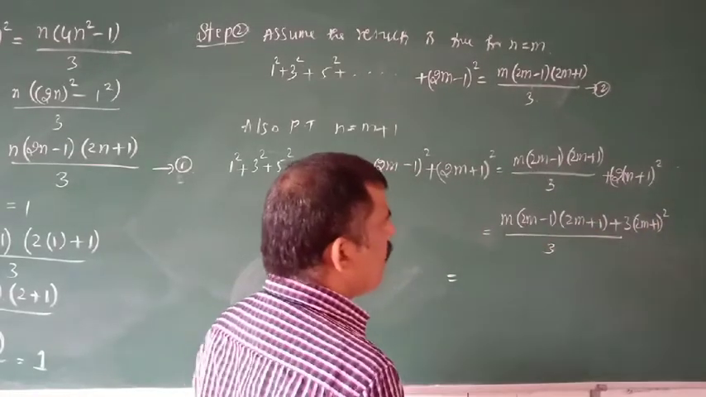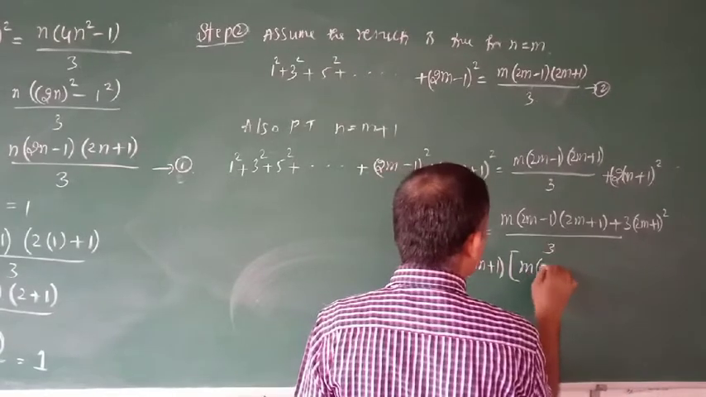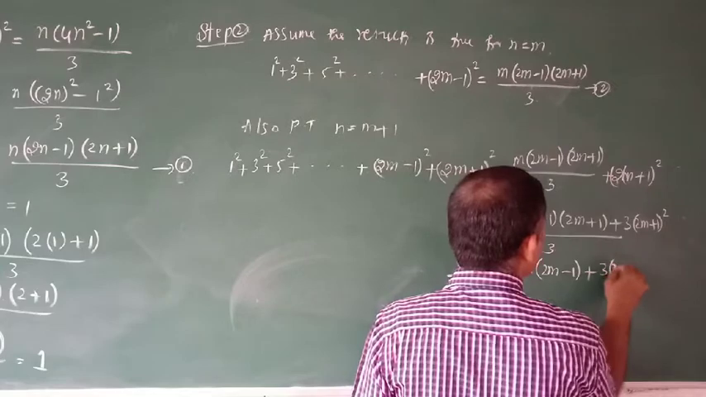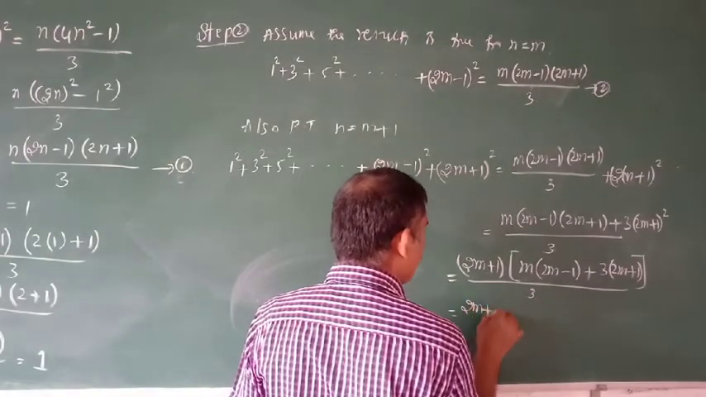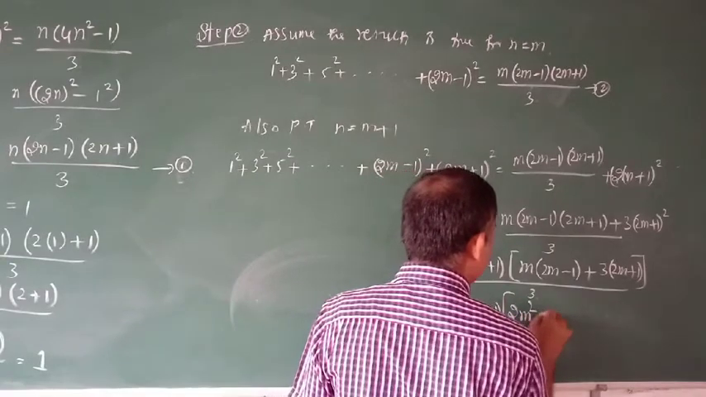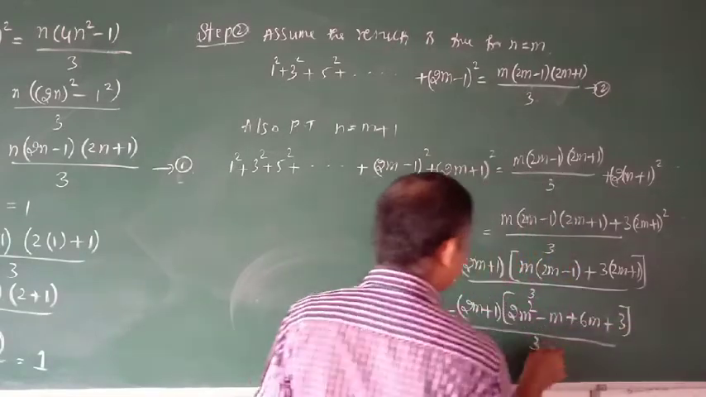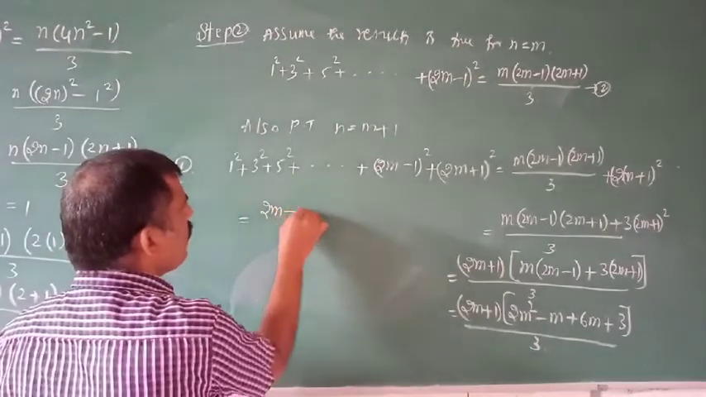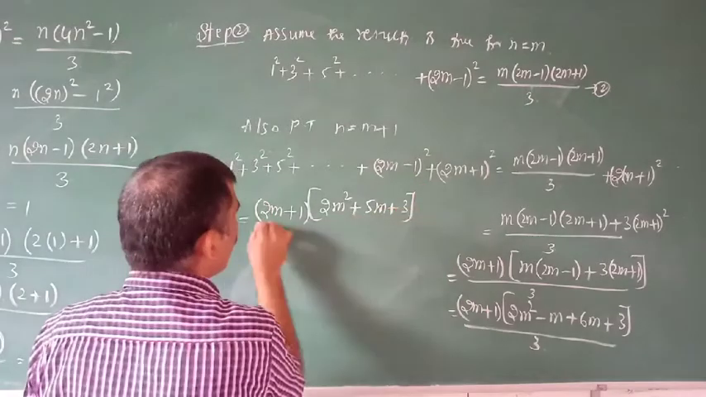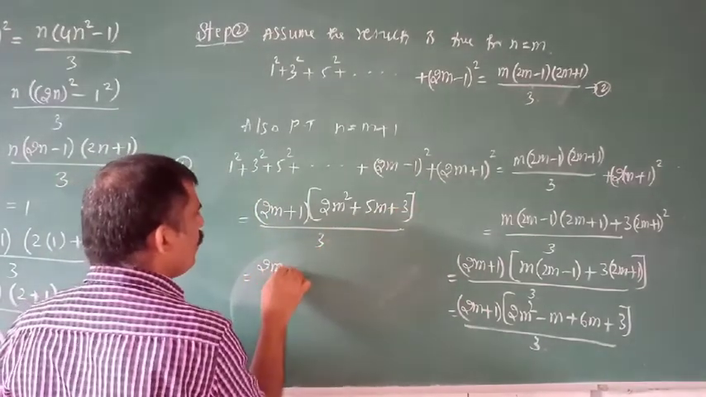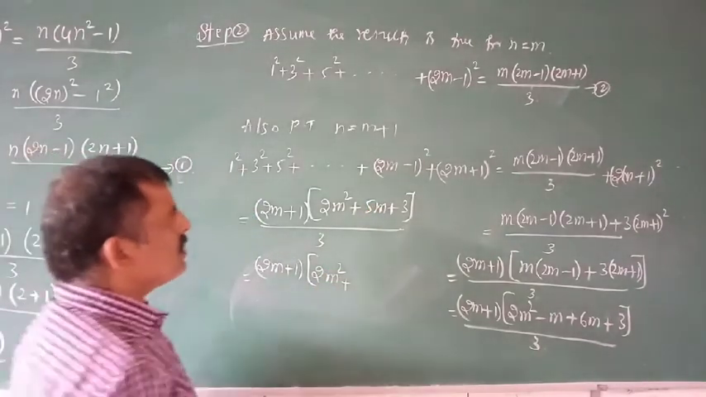What is common here is 2m plus 1, which is on both sides. Taking 2m plus 1 common, what remains is m into 2m minus 1 plus 3 into 2m plus 1 divided by 3, equal to 2m plus 1 into m into 2m square minus m plus 3 into 2 is 6m plus 3 whole divided by 3, equal to 2m plus 1 into 2m square plus 5m plus 3 whole divided by 3.